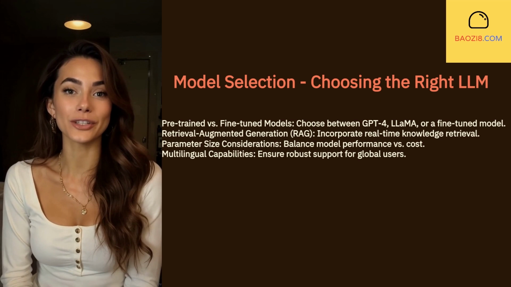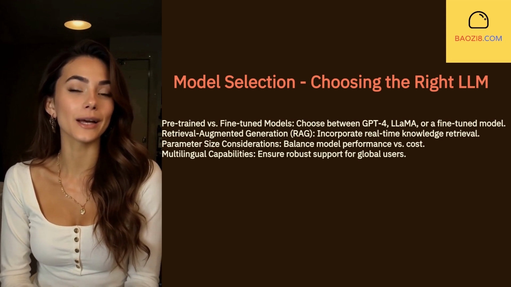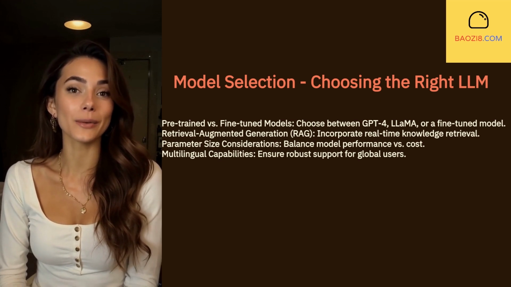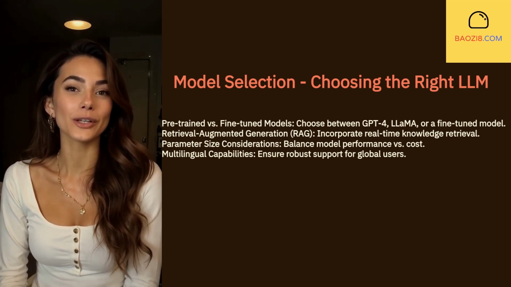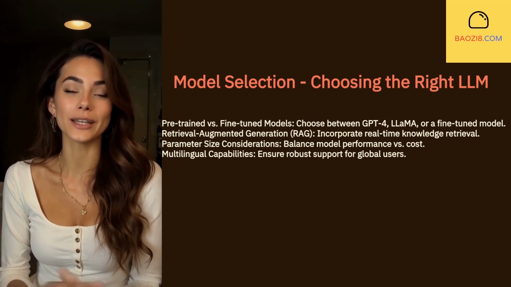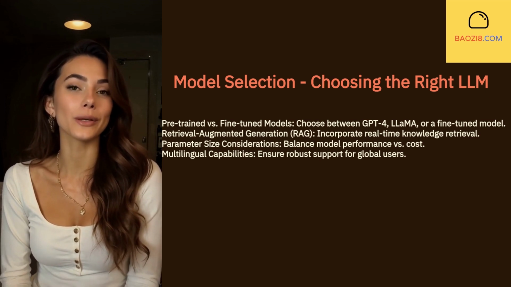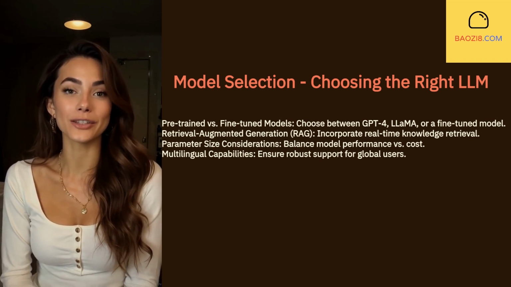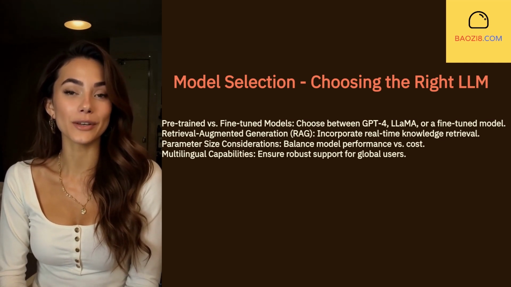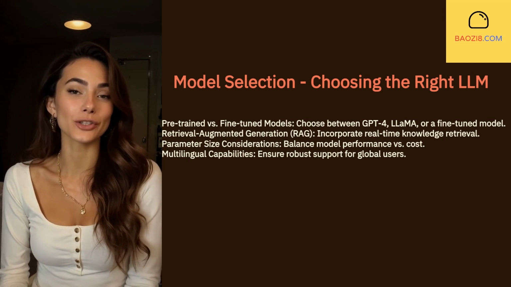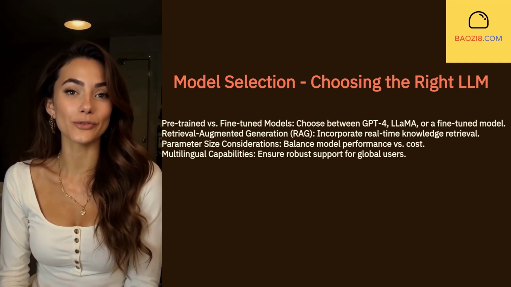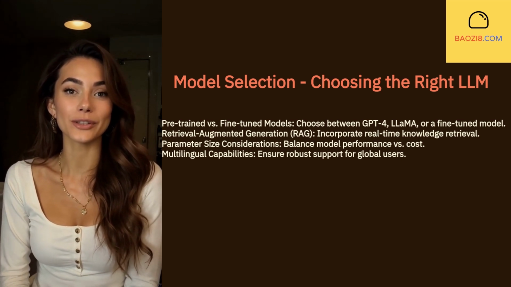The first technical decision involves selecting the right LLM. Pre-trained models like GPT-4, Claude, or LLaMA offer general-purpose language understanding but might lack domain-specific accuracy. Fine-tuning on e-commerce-specific data can enhance performance. For up-to-date responses, integrating retrieval-augmented generation, RAG, allows the chatbot to fetch real-time product information, ensuring that it doesn't rely solely on pre-trained knowledge. This is critical for handling frequent inventory changes and new promotions.